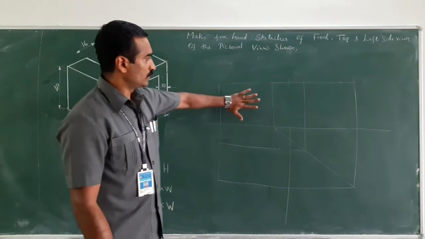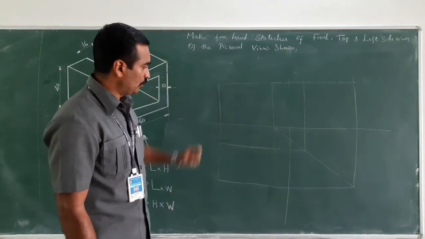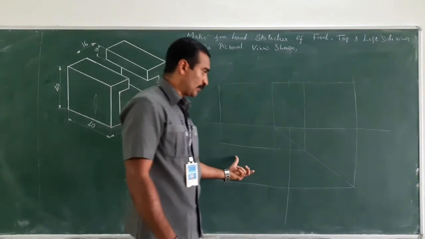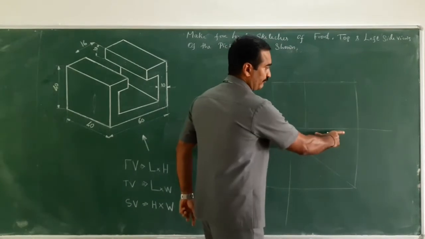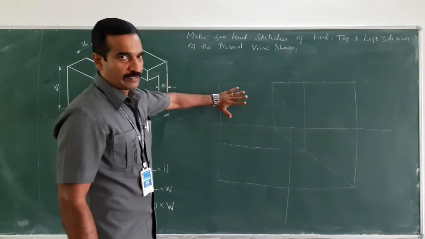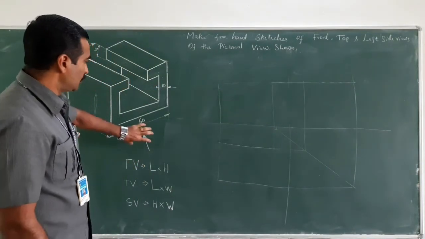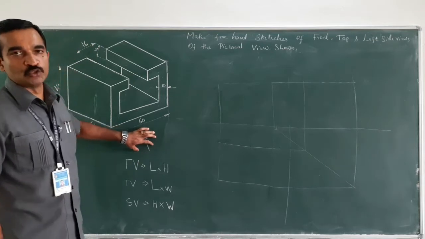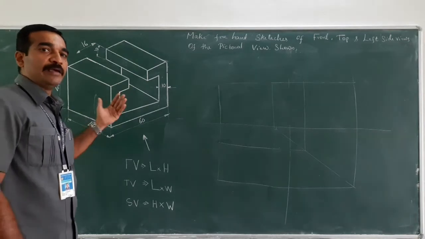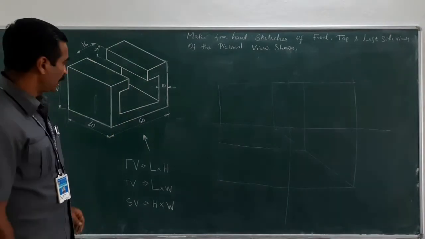Right? So this space is for length and height for the front view, and length and width for the top view, and width and height for the side view. Let me just start with the front view first. Look at the arrow here. So this is where the observer is going to view this object orthogonally. Orthogonally means perpendicular to the object.